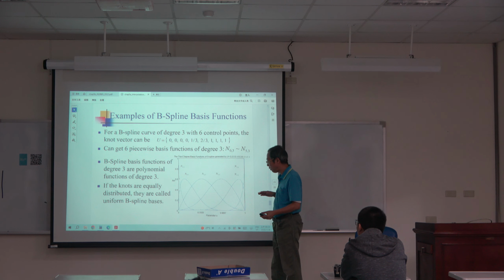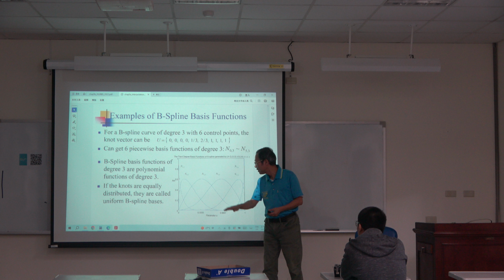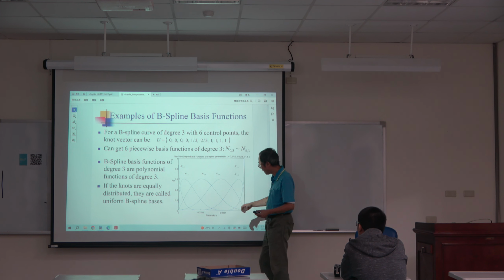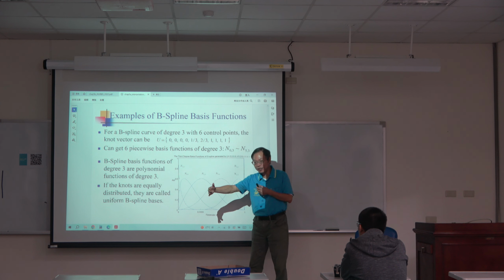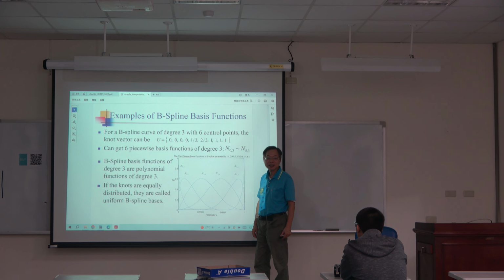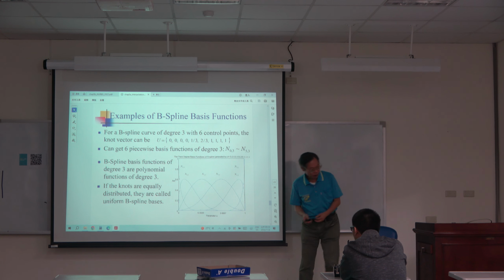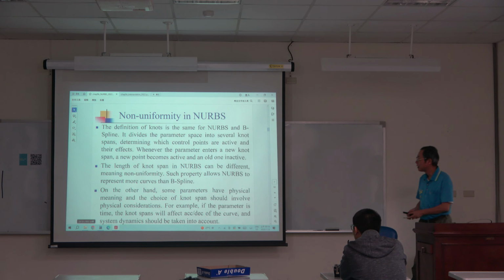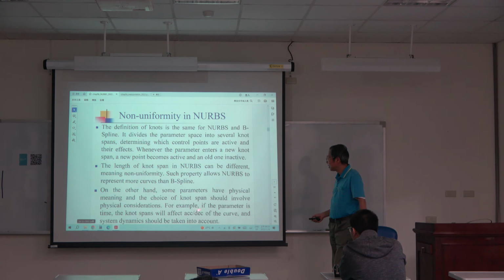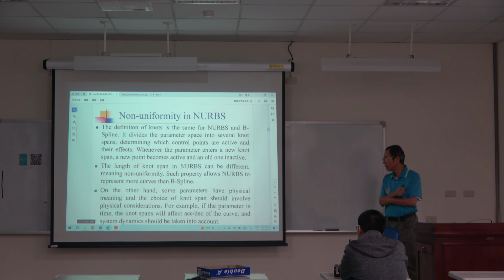For example, you have a feedrate system. If you have a smaller mass, then you can have a very fast acceleration. If you have a larger inertia, then the acceleration region could be larger. So if your parameters have physical meaning, your choice of mass span can consider the effect of the physical situation. Any question? So here I said if the parameter is time, for example, the mass span will affect the acceleration and deceleration of the curve. So the dynamics can be taken into account. Any question?